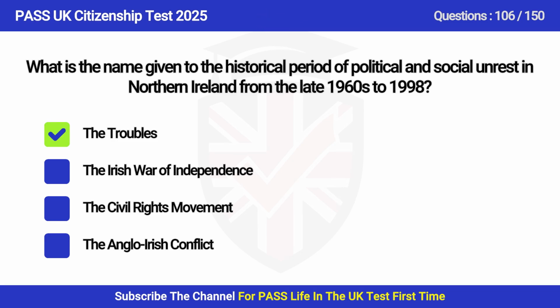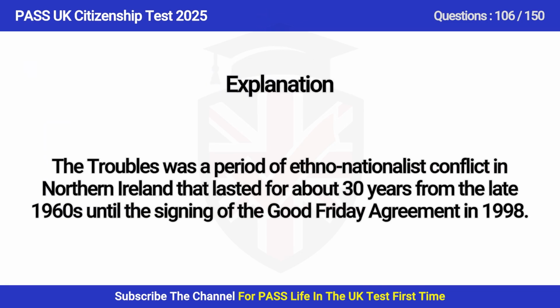The answer is A. The Troubles. The Troubles was a period of conflict in Northern Ireland that lasted for about 30 years, from the late 1960s until the signing of the Good Friday Agreement in 1998.